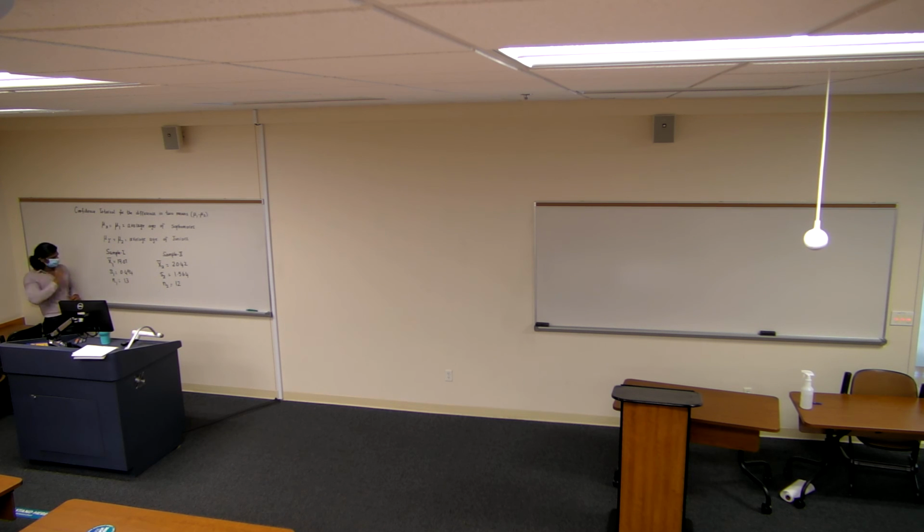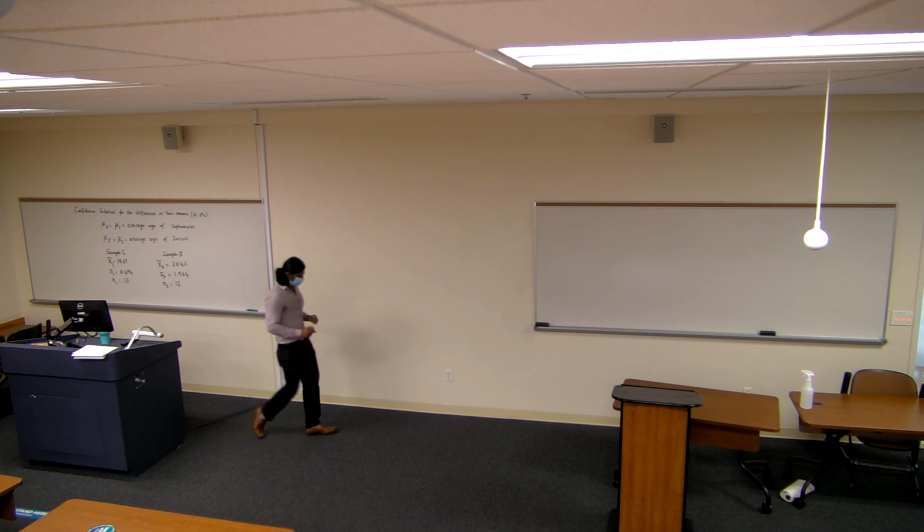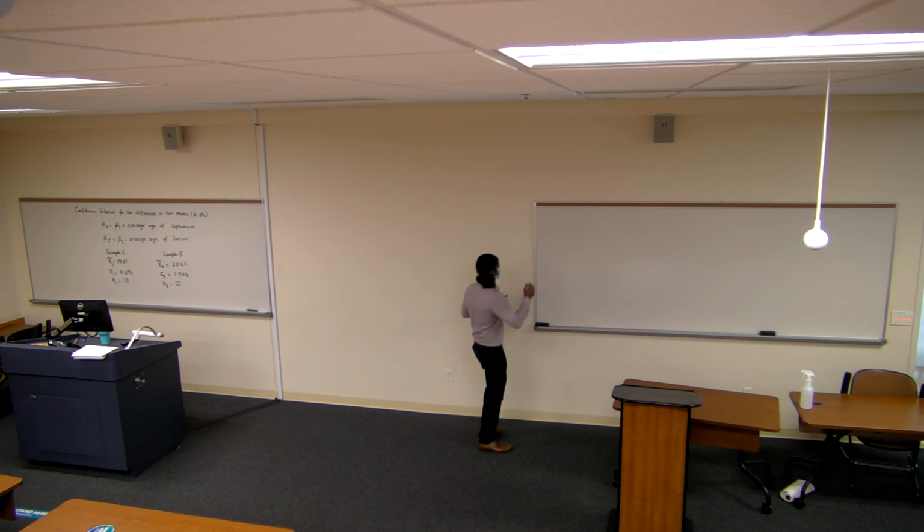We collected 2 samples, sample 1 and sample 2. And we put this in the calculator, and 19.07, 0.494, and 13 are the respective mean, standard deviation, and sample size. Same over here for the second sample. Then we went and found the standard error.